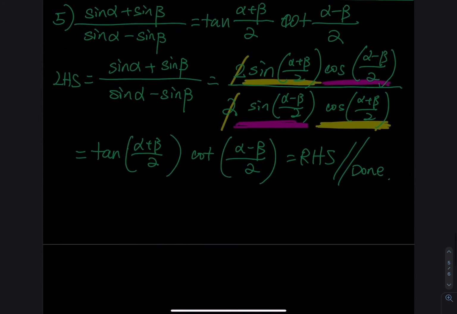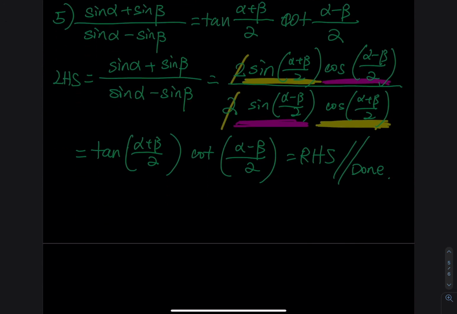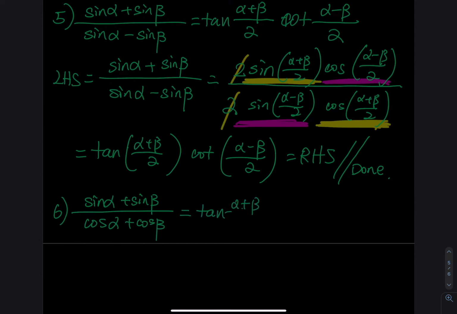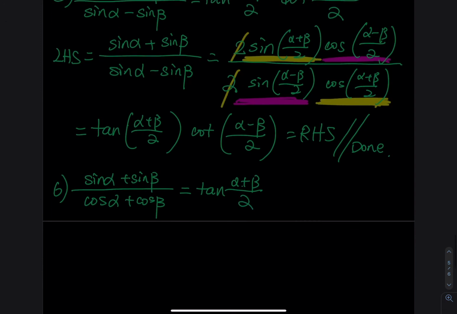Number 6. Number 6, we have sine of alpha plus sine of beta divided by cosine alpha plus cosine beta. That is equal to tangent of alpha plus beta divided by 2. So on the left hand side, I'm going to copy this over again, divided by cosine alpha plus cosine beta. So that is equal to what? Check out the formula.